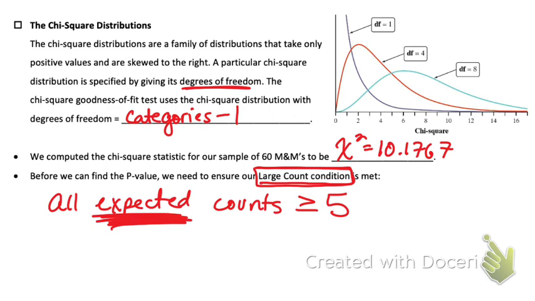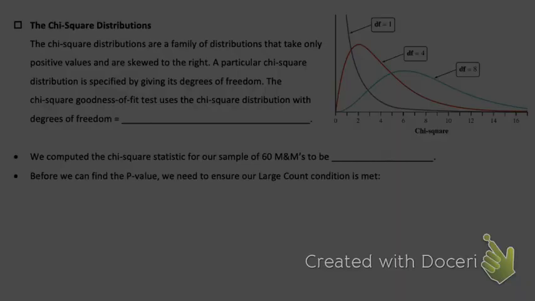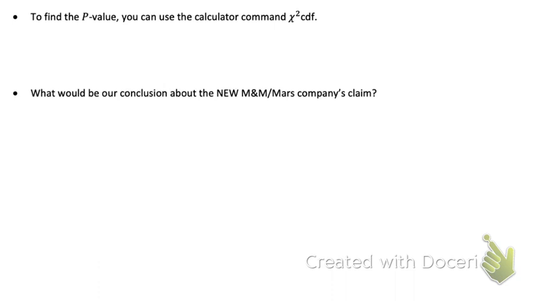Can we get the p-value? Yes, because our large count condition is met. All of our expected counts were greater than or equal to 5. To get the p-value, this is the probability that we get a value as extreme or more extreme than our chi-squared. We're going to use chi-squared CDF.